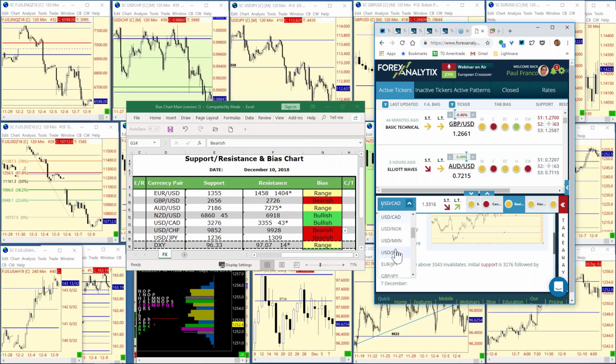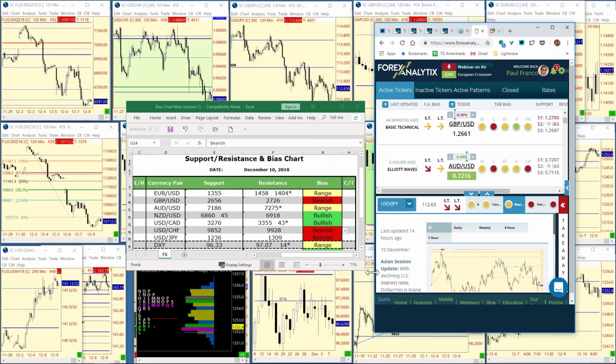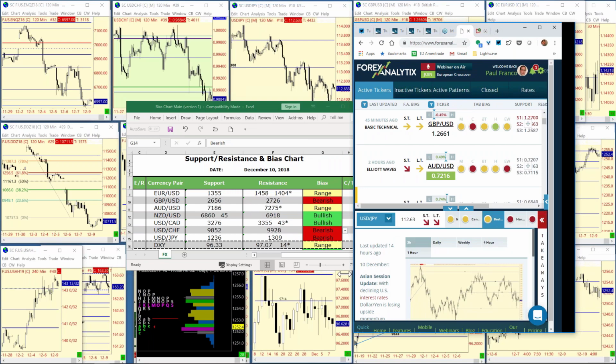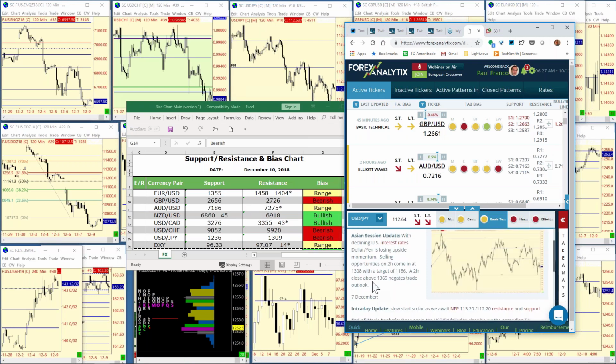Let's move in here to the dollar yen. So it says with declining U.S. interest rates, the dollar yen is losing its upside momentum. Selling opportunities on the 2-hour coming at 130.8. Remember that 130.8? That was so huge from 2 weeks ago, with a target of 118.6. A 2-hour close above 136.9 negates the trade outlook. We'll move on to the dollar yen.